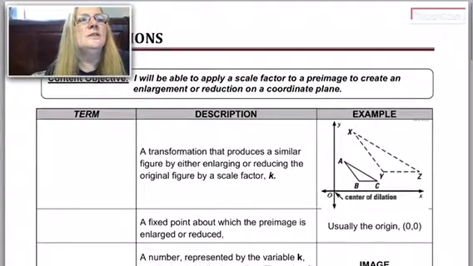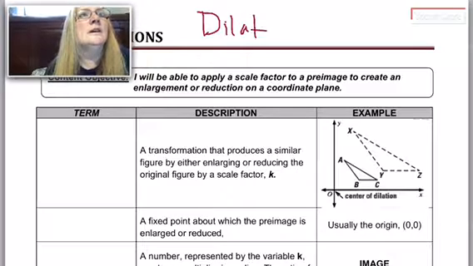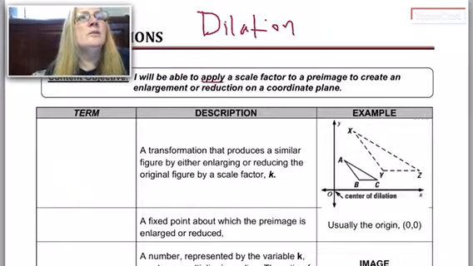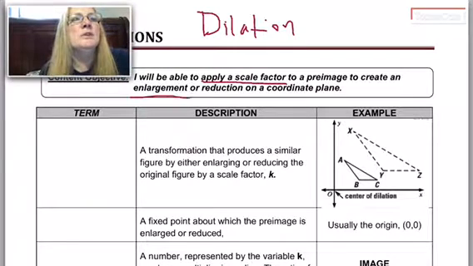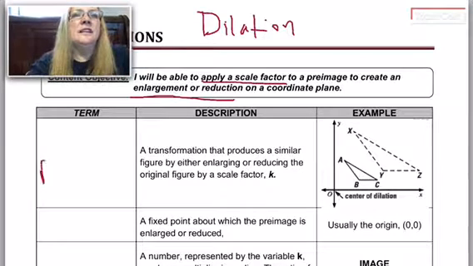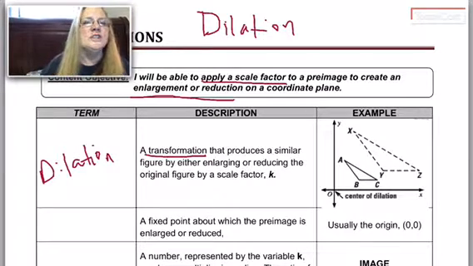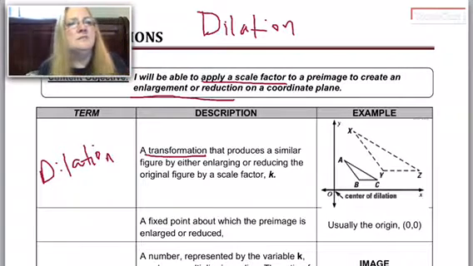The name of this video is Dilations. And a dilation is where we apply a scale factor to a pre-image to create an enlargement or a reduction on a coordinate plane. So the definition of a dilation is a transformation, that means we're changing it in some way, that produces a similar figure by either enlarging or reducing the original figure by a scale factor of k.